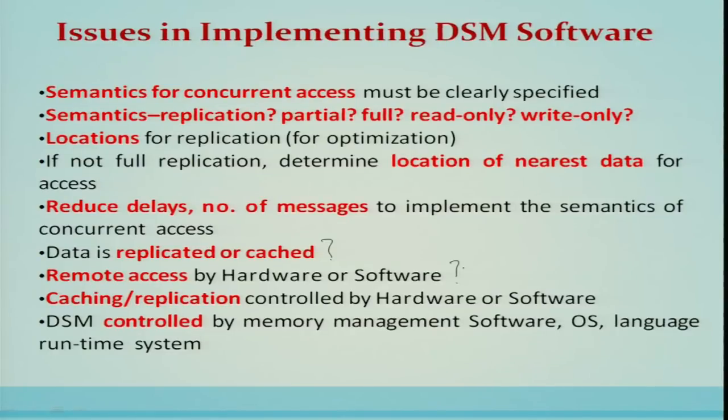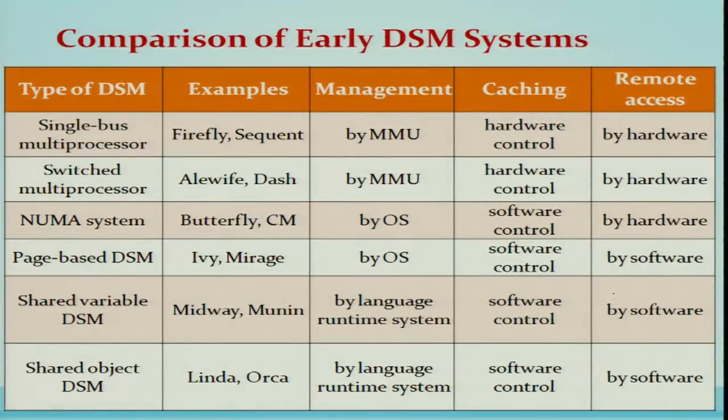Caching or replication, whether it is controlled by the hardware or software, is also a design issue, and this will be dealt with for different applications. Distributed shared memory is controlled by the memory management software, operating system, and language compilers. Now, this particular chart, or table matrix, will give a comparison of all distributed shared memory systems.